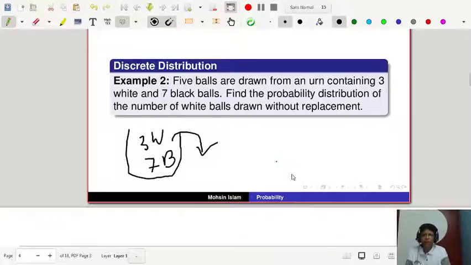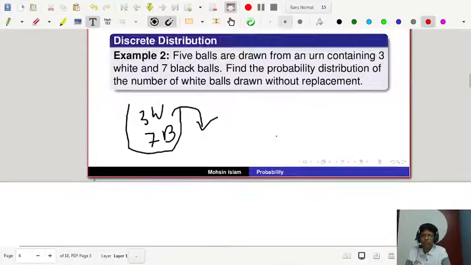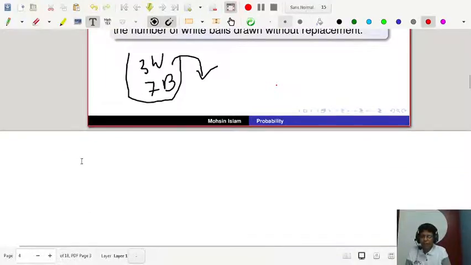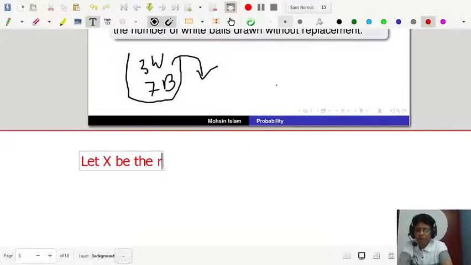Okay, so in this case also, first you have to define the random variable. Let X be the random variable. In this case, what is your random variable? X is the random variable denoting the number of white balls. Once again, let X be the random variable. You have to write that in your problems.